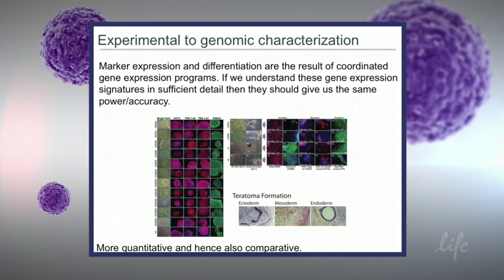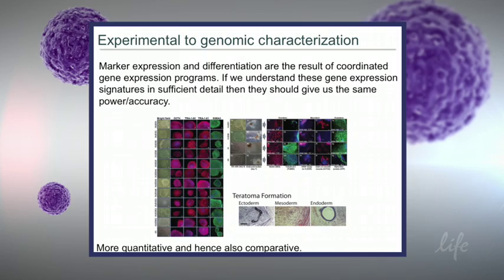And so the idea is that if we can understand these gene expression signatures well enough, we can make correlative statements about when we see certain gene expression patterns in the undifferentiated or differentiated cell types, so that we can make predictions about what these cells can or cannot make.